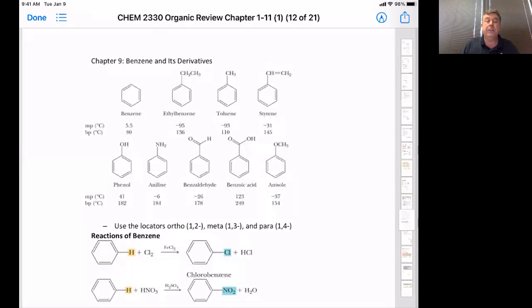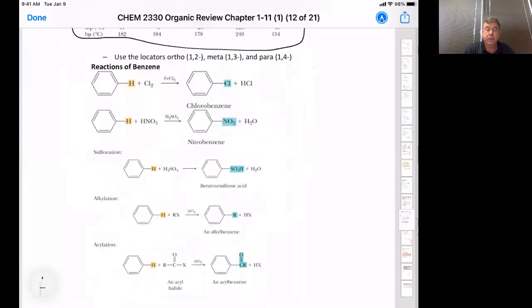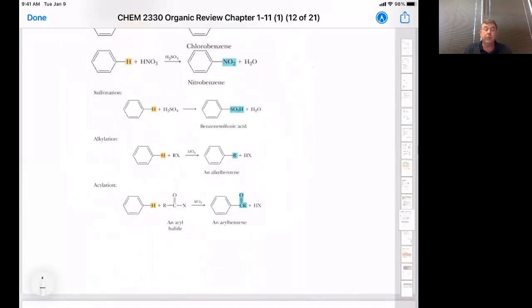But we have different names for these too. So memorizing the names circled here is important. But because of the aromaticity, they don't react like double bonds. They react like benzene rings because they want to substitute out a hydrogen for some electrophile, okay? So we can substitute a hydrogen for chlorine, we can substitute it for nitrogen, we can substitute it for sulfur, we can substitute it for an R group or a carbonyl group.